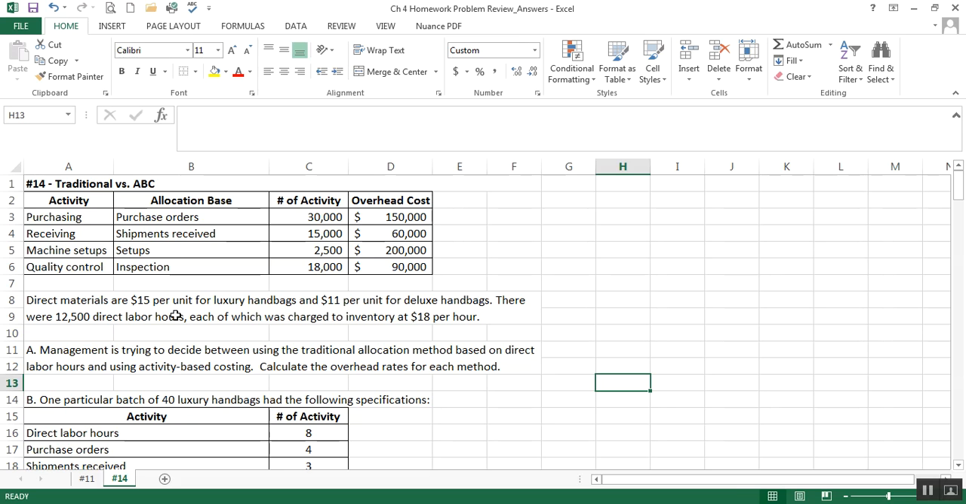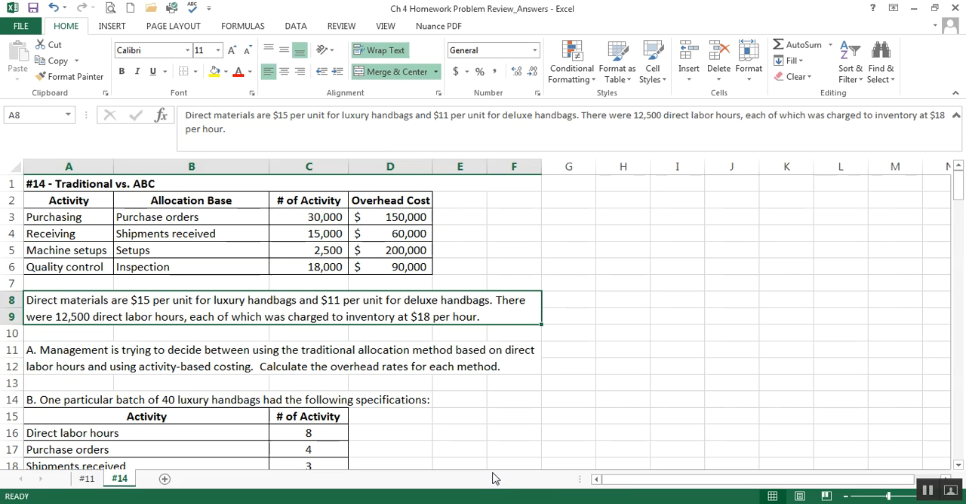Traditional versus ABC. Here we have again some activities, the allocation base, the number of each activity, and then the overhead cost for each activity. The problem also told us that direct materials are $15 per unit for luxury handbags and $11 per unit for the deluxe handbags. There were 12,500 direct labor hours, each of which was charged to inventory at $18 per hour. Management is trying to decide between using the traditional allocation method based on direct labor hours or using activity-based costing. This is asking us to calculate the overhead rates for each method.